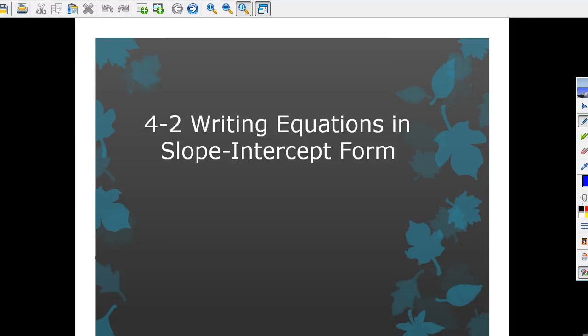This is Chapter 4, Section 2, Writing Equations in Slope-Intercept Form. So in the previous section, we learned how to graph when we have equations in slope-intercept form. So now we're going to write these equations.